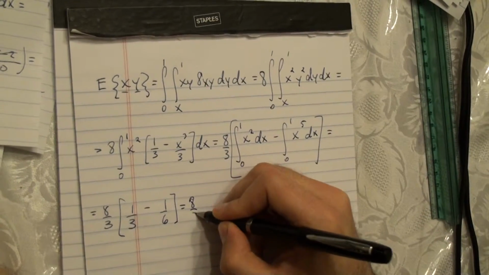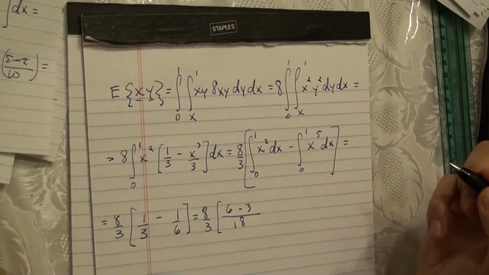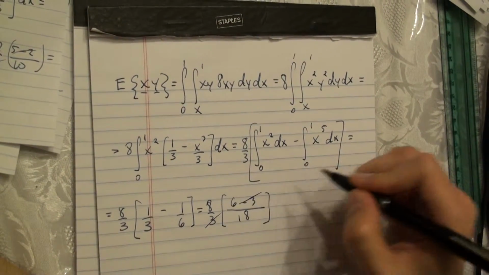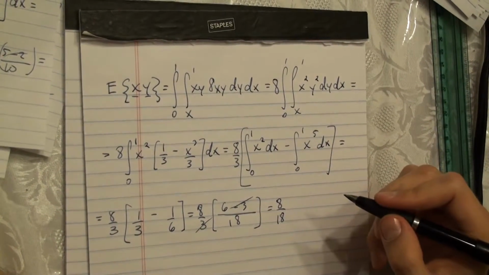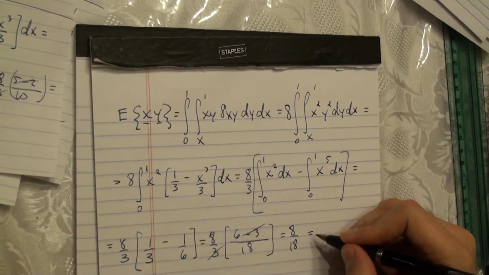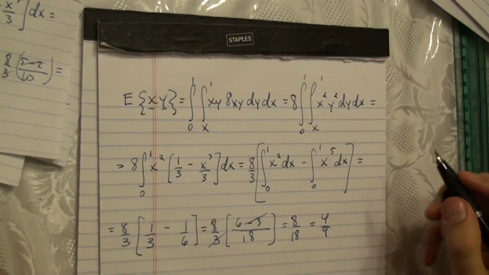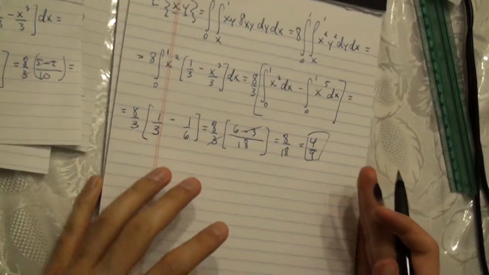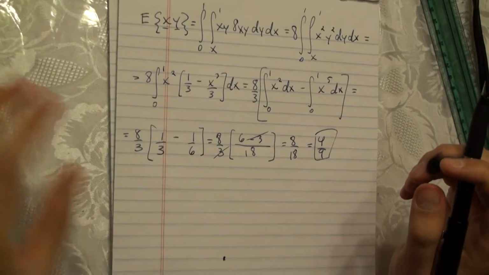So, find the common denominator. So we have 6 minus 3 over 18. This becomes 3 over 18. These cancel, so we're left with 8 over 18. So that becomes 4 over 9. Right, which is the expected value of xy.